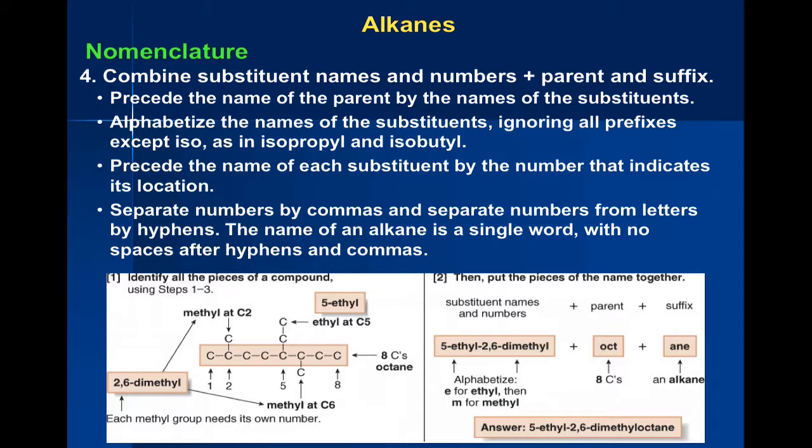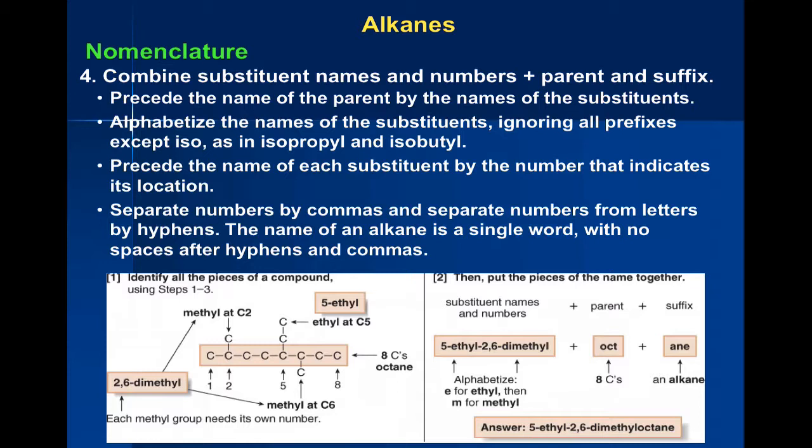5-ethyl tells me what? On the number 5 carbon of the parent chain, I've got an ethyl group. Notice that numbers and letters are separated by hyphens. So 5-ethyl. 5, I've got an ethyl group. Letter, number, so I put a hyphen. 2, 6 tells me that at position 2 and at position 6, I have methyl groups. But I've got 2 of them. So I can't say 2,6-methyl. I have to say 2,6-dimethyl. If it's just 1, it would just be methyl. 2 is di, 3 is tri, 4 is tetra.